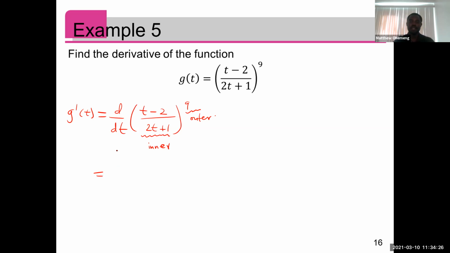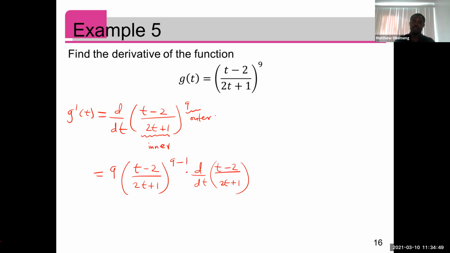So what does the chain rule say? It says differentiate the outer function, which in this case will be the power function. So bring the 9 in front, subtract 1 from the 9, right? But you have to plug in the inner function. So 2t plus 1, then subtract 1, times the derivative of the what? The inner function. The inner function happens to be t minus 2 over 2t plus 1. All of this. Okay. Then moving on, we just focus on the second piece. So that's 9 times t minus 2 over 2t plus 1, and then 9 minus 1 is 8.